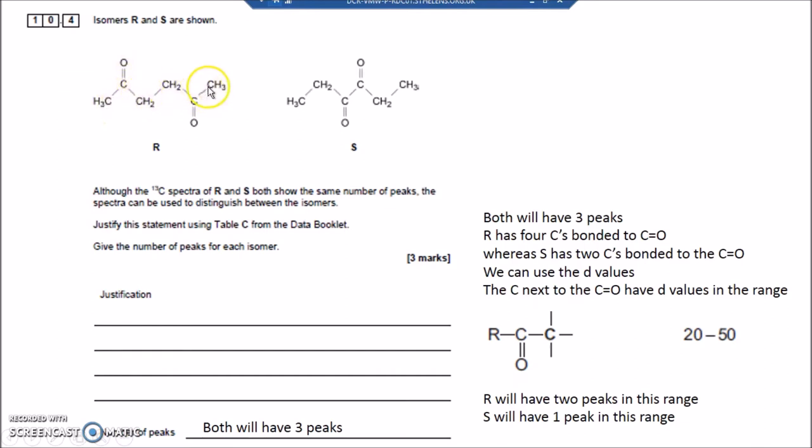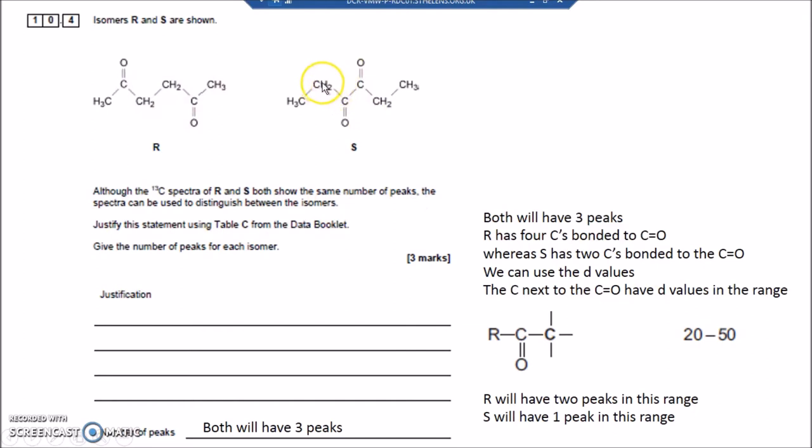Now, two of them are the same. We've got a peak there from the CH3s and a peak there from the CH2s. So we've only got two peaks out of the four, but both of those peaks will be in the range 20 to 50, because the two methyl groups, which are equivalent and have carbons in the same environment, give one peak, and both of those are bonded to a C with an O, so we'll be in this range. And the two CH2s will give a single peak, they're equivalent, and they will give a peak in this range as well, because they're bonded to a CO. So this one gives two peaks in the range 20 to 50.